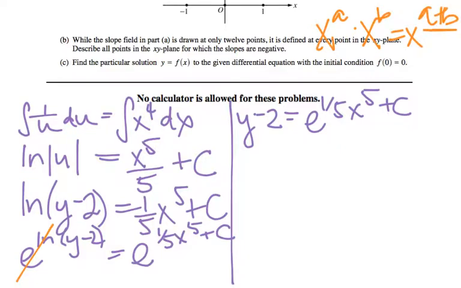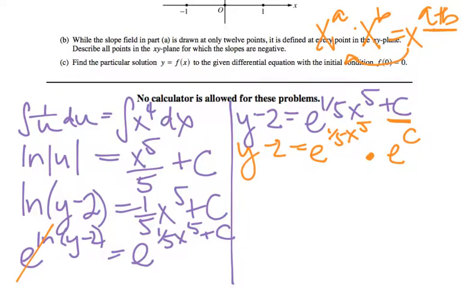If I have two things being added in an exponent, I can separate them into two different parts with a base to the a times base to the b. So we're going to do that here. We have e to the 1/5 x to the 5th, and then instead of leaving this as a plus c in the exponent, we're going to change this to e to the c. And then we have y minus 2 over here.